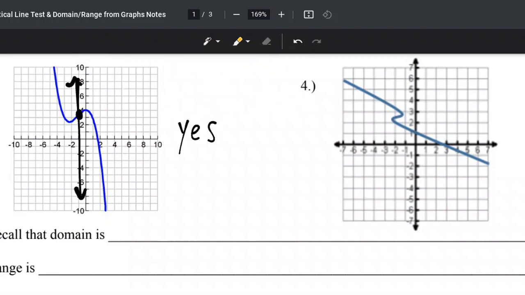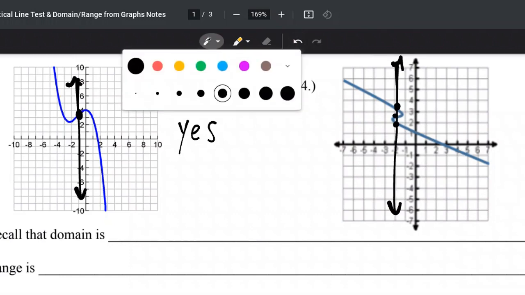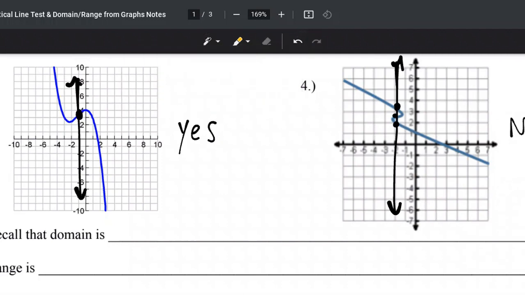And for number 4, if we start drawing some vertical lines, let's say we draw one here, that intersects the graph at 1 point. Here, that intersects the graph at only 1 point as well. But once we get to this section right here and we draw a vertical line through it, it actually ends up intersecting the graph at 3 points, which is more than 1, which means that this is not a function, because it does not pass the vertical line test and it intersects the graph at more than 1 point.